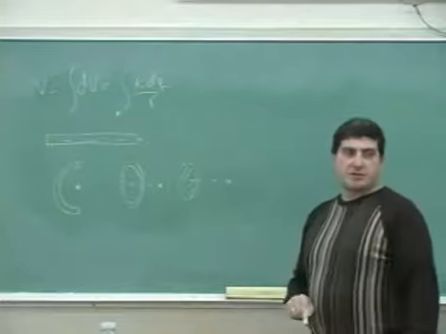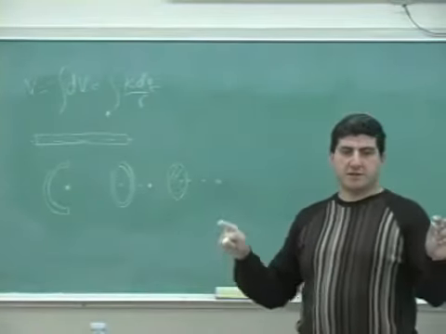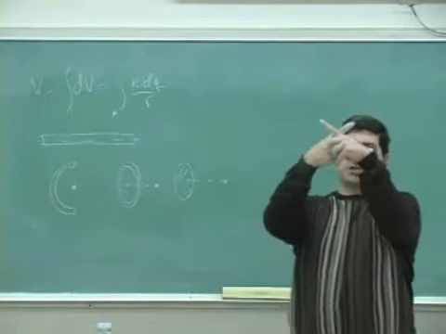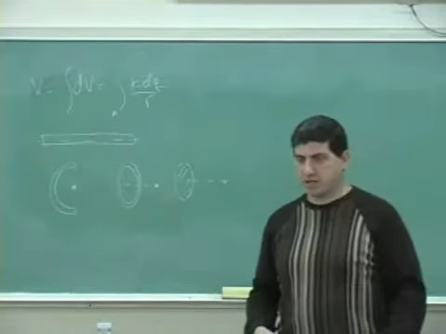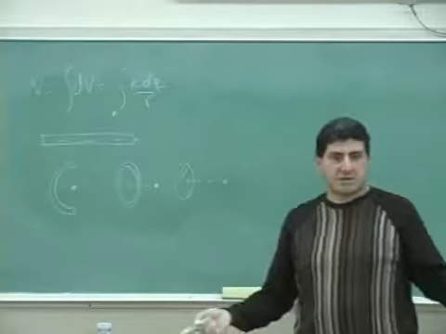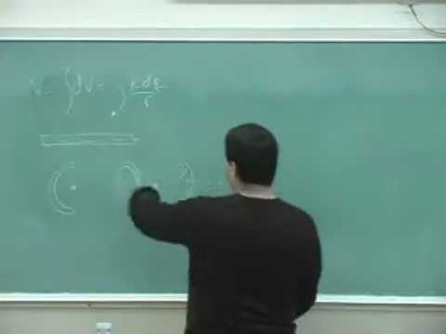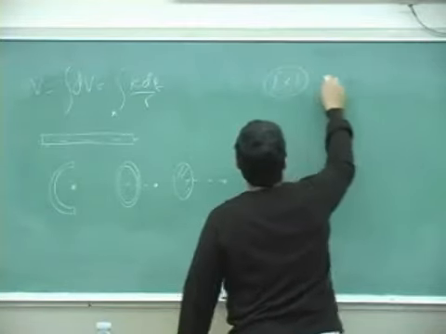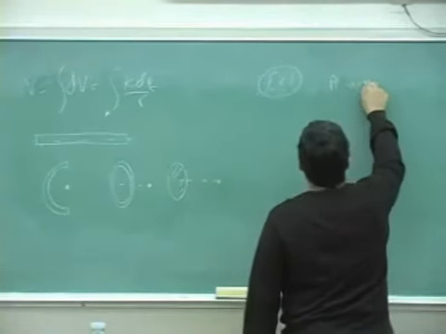Since potential is a scalar, we don't have to worry about the electric field being this way or this way and canceling the x components. The potential is a scalar. So these are the cases that I'll do. Let's look at a uniform charge rod.